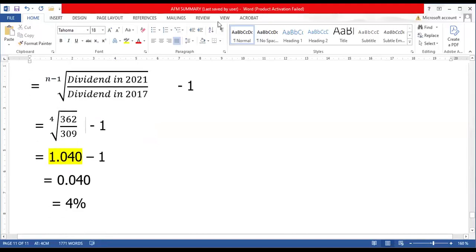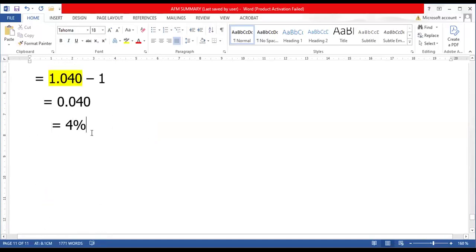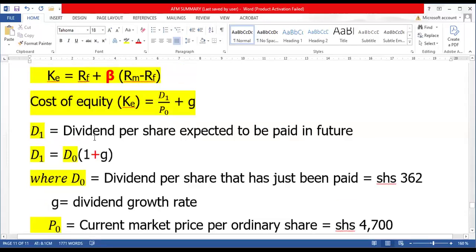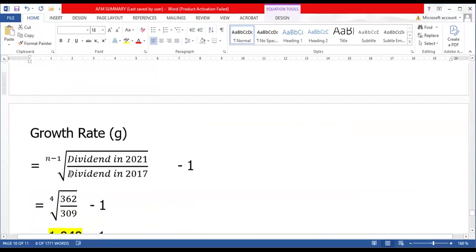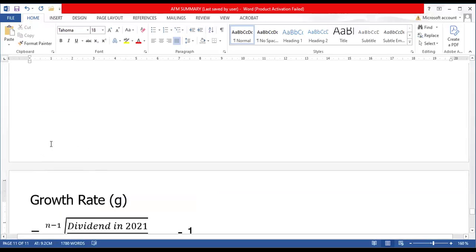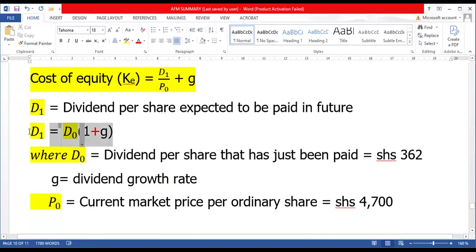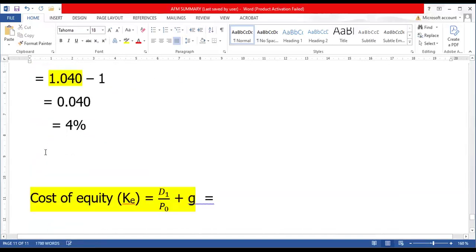After getting this, you go back to your Gordon's model. From our Gordon's model, we can get KE. Just substitute. Do we have D1? We don't have D1 yet. But we can get it, because D1 is equal to D0 times 1 plus g.